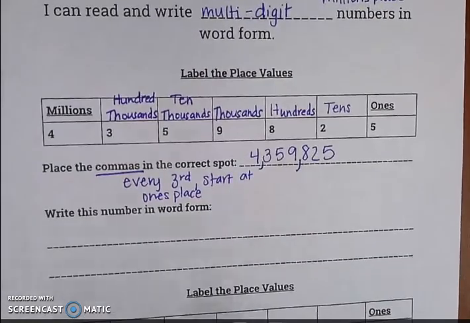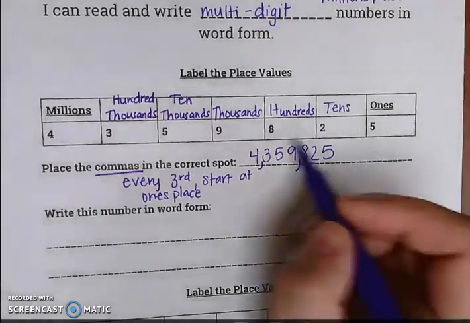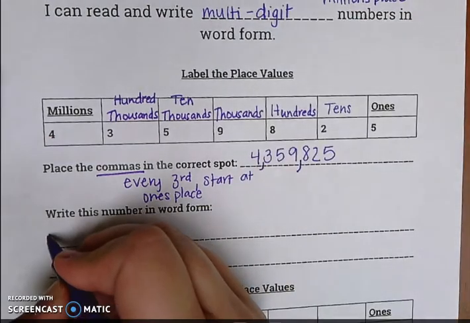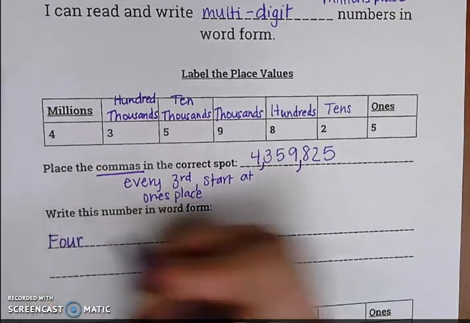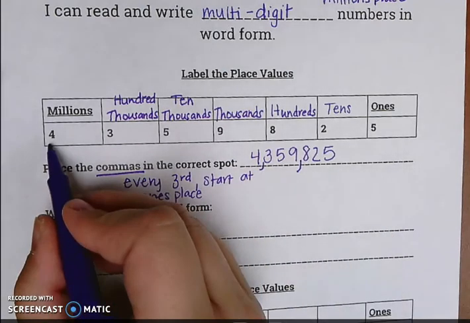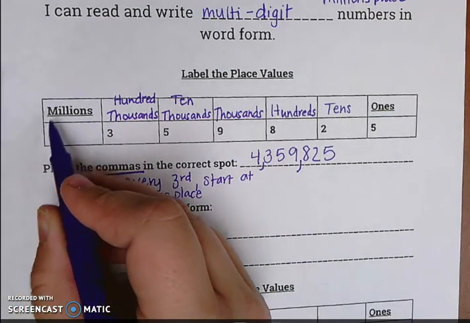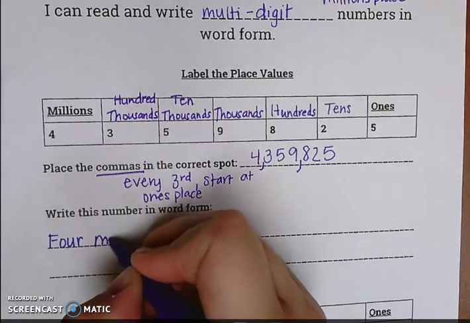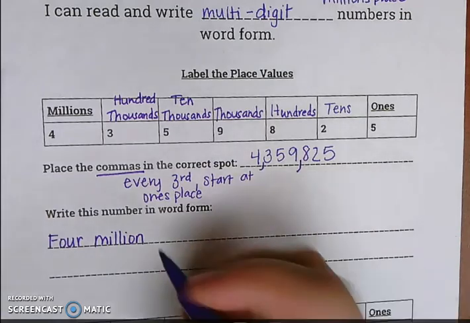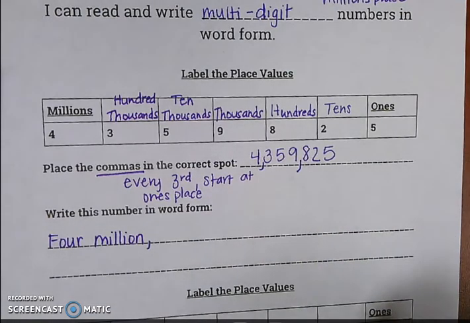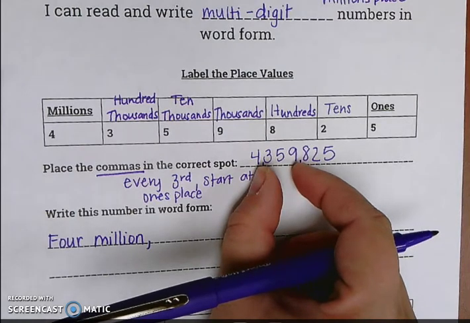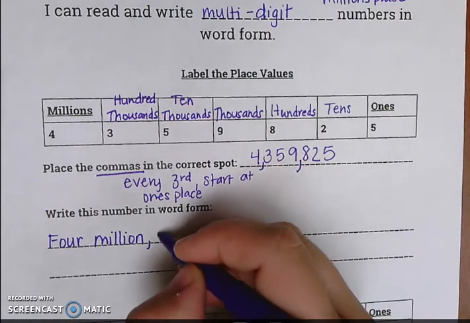Now, we're going to write this number here in word form. So we start with our largest place value. I know it's going to be 4 is what we're going to start with. That comma here signifies a place. So if I look at my place, the 4 is in the million spot. So 4 million. And since we've got a comma in our number, we're going to have a comma in our words. So next we've got this little chunk, 359.